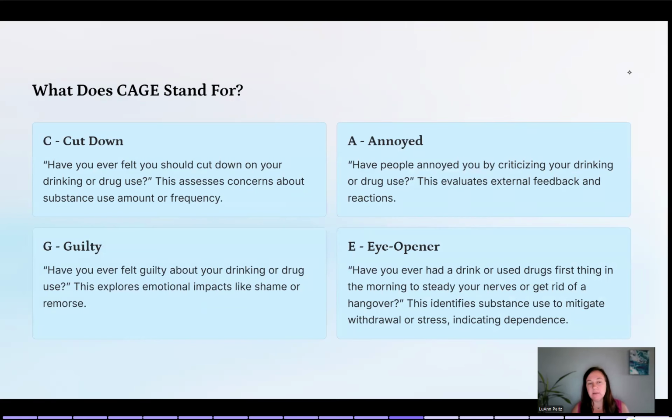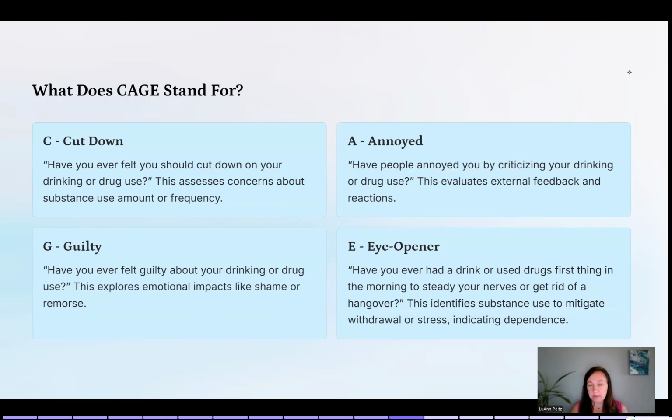C stands for cut down. So a question might be, have you ever felt you should cut down on your drinking or drug use? This assesses concerns about substance use amount or frequency. A stands for annoyed. Have people annoyed you by criticizing your drinking or drug use? So this evaluates external feedback and reactions. G stands for guilty. Have you ever felt guilty about your drinking or drug use? This explores emotional impacts like shame or remorse.